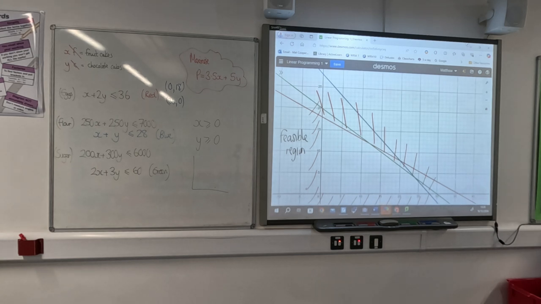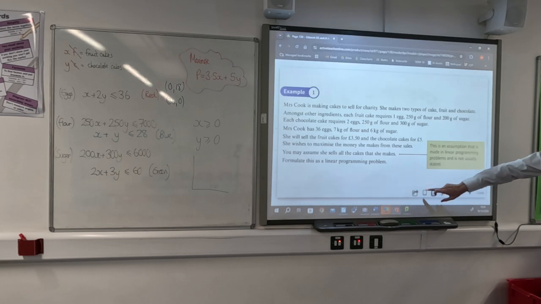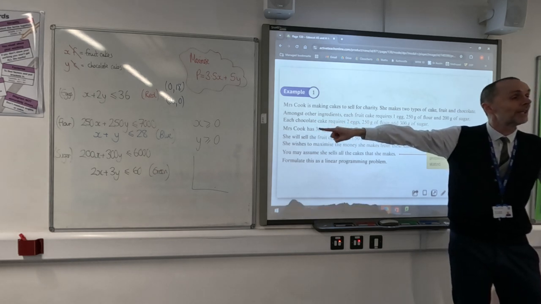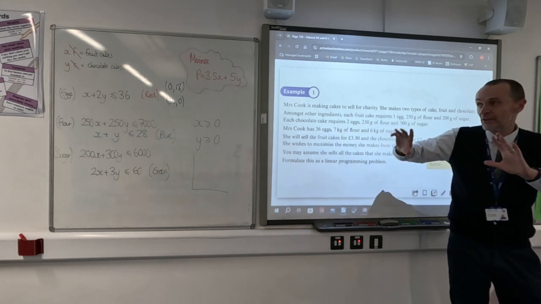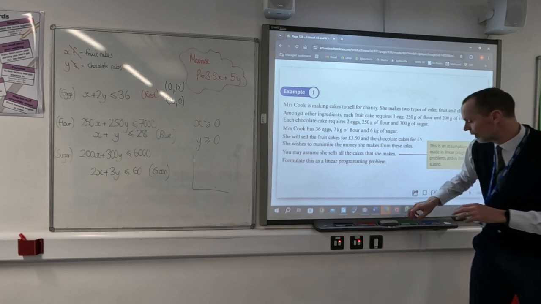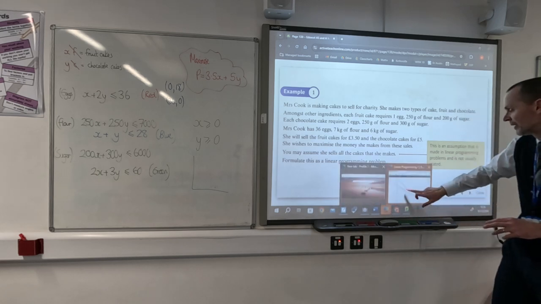I should have made the point that this question doesn't actually ask us to do what we're doing now. Formulating the problem is getting to there, end of. We're now taking it one step further, but if the question said formulate this as a linear programming problem, that's as far as we would have gone. So we're now taking this one step further.